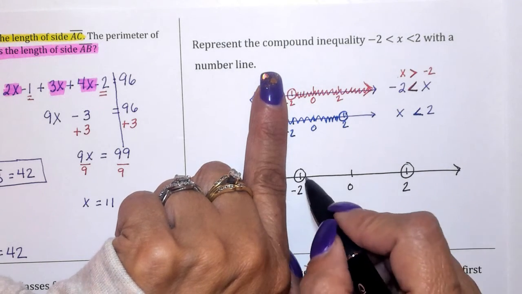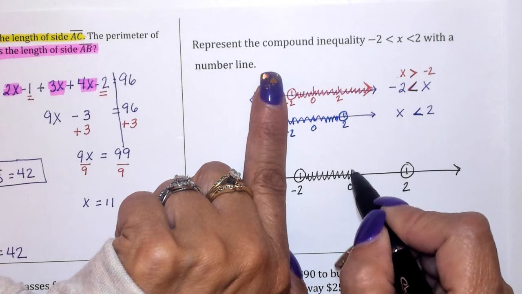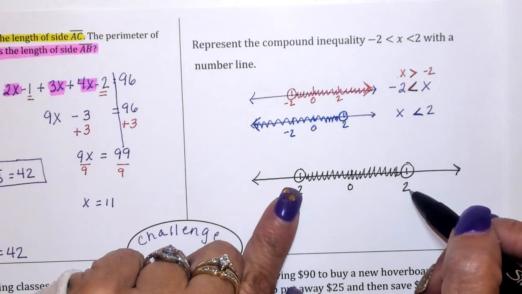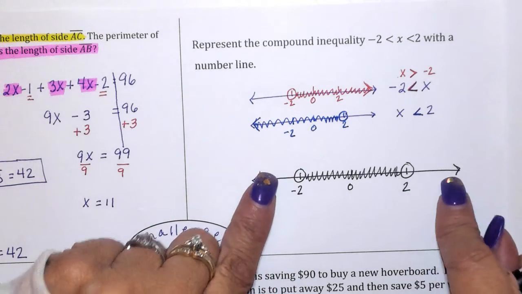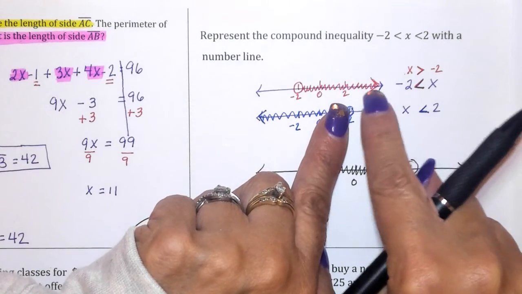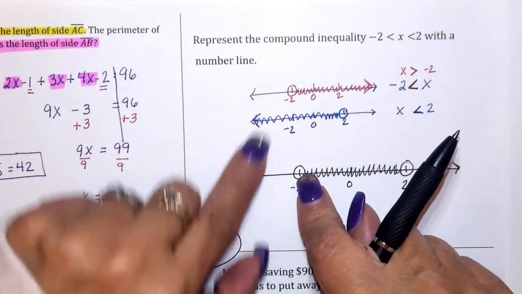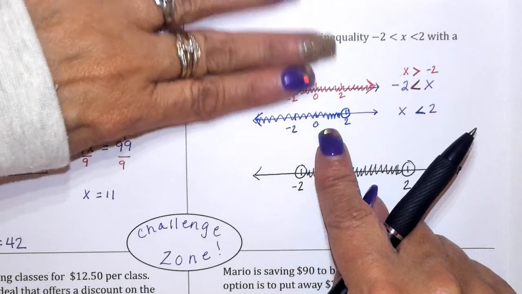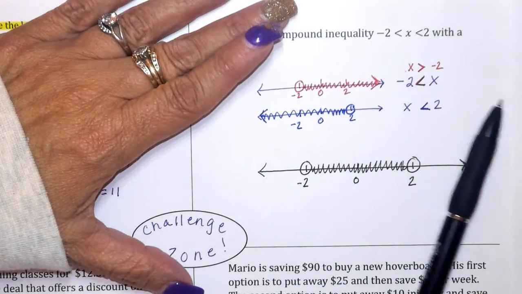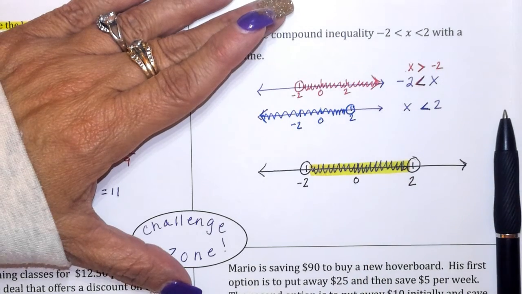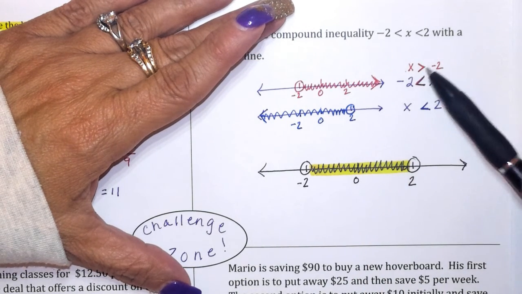And what's going to happen is everything in the middle here is going to be included, from negative 2 to 2. All this outside stuff is only on the red graph up here, and over here, it's only on the blue graph down here. So if I were to merge those, where do I see purple? Where do they overlap? Which is right here in the middle. That is how you do a compound graph. Watch out for those inequality signs.